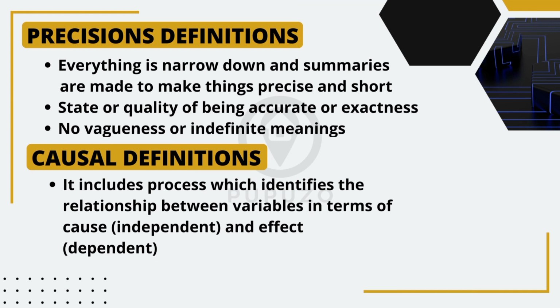Next up, we have causal definitions. Causal definitions involve identifying the relationship between variables in terms of cause and effect. They explore the processes and mechanisms that connect the independent variable, the cause, to the dependent variable, the effect. Causal definitions help us understand how changes in one variable influence another, shedding light on the underlying dynamics of various phenomena.